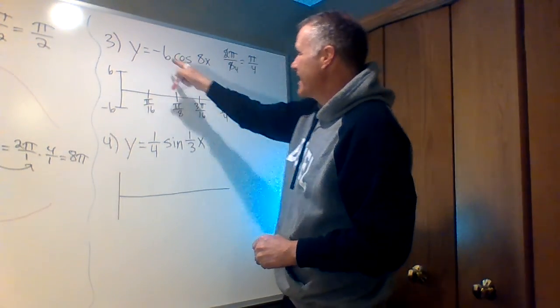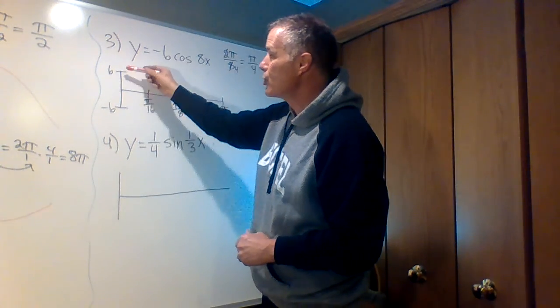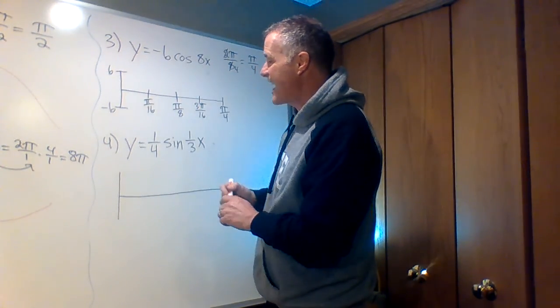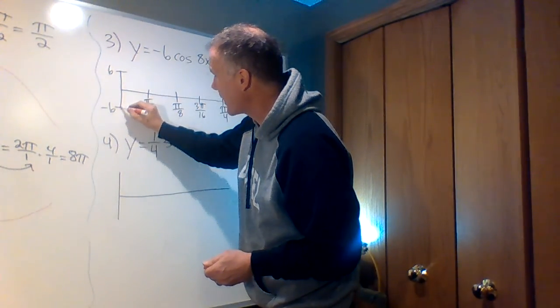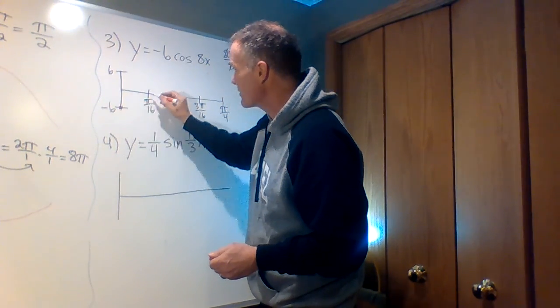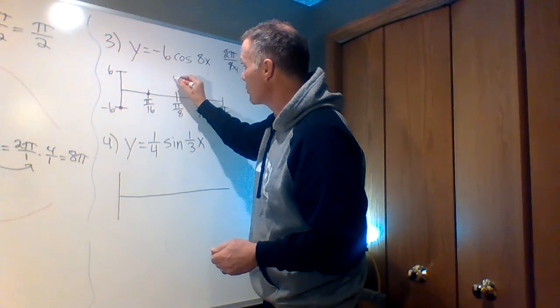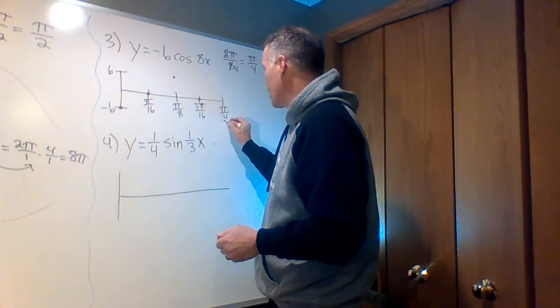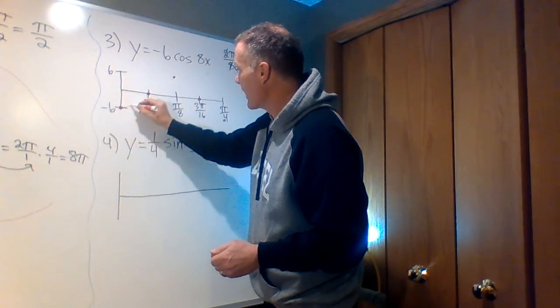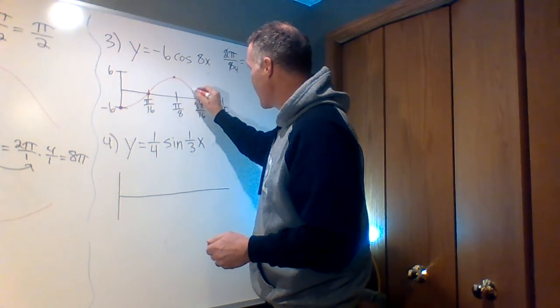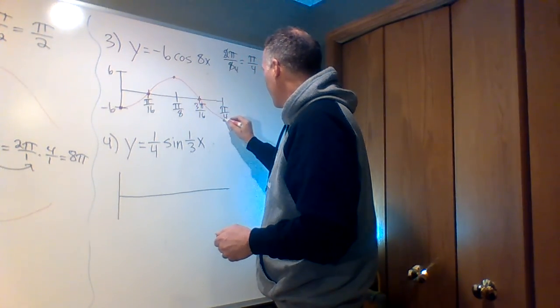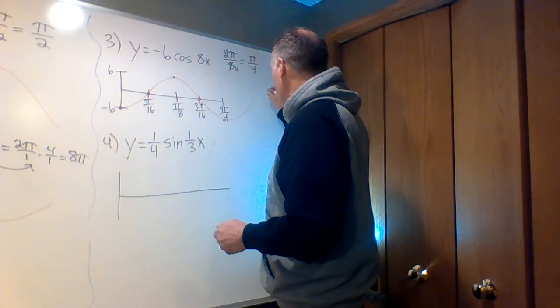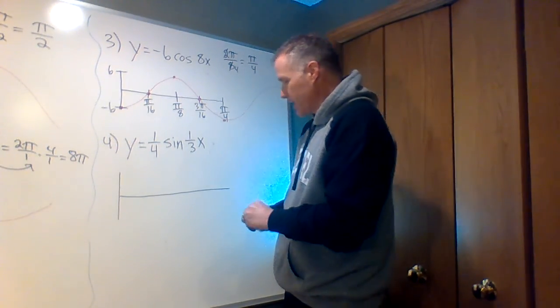Okay, again, because I've got the negative, cosine usually starts high, but because the negative flips it over, cosine would actually start down at -6, go to the middle, go high, back to the middle, and then go low. And then again, just connect the dots into my wave. And again, the wave could keep going if I had more dashes.